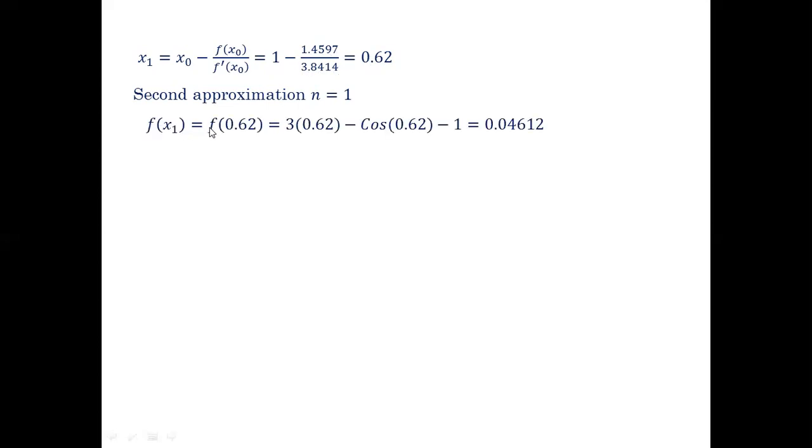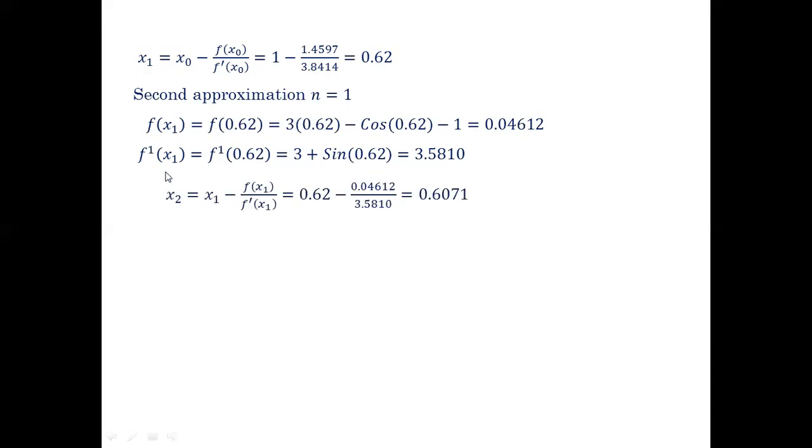The f of x1 is f of 0.62. You substitute in f of x, 3x minus cos x minus 1, that is 3 into 0.62 minus cos of 0.62 minus 1, which is equal to 0.04612. f dash of x1: f dash of x equals 3 plus sin x, so f dash of 0.62 equals 3 plus sine of 0.62. After simplification, we get 3.5810.